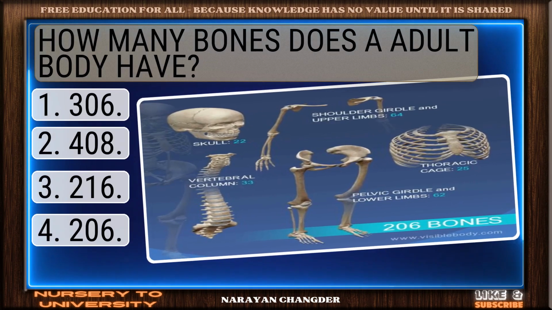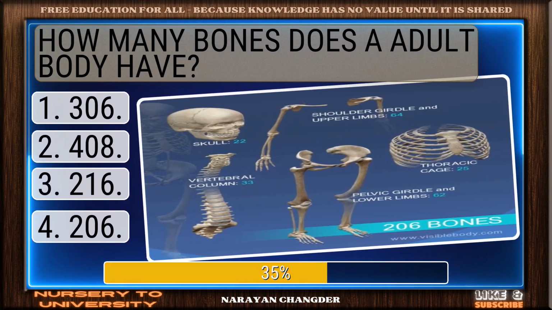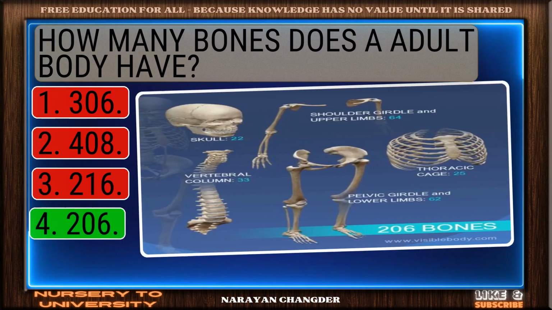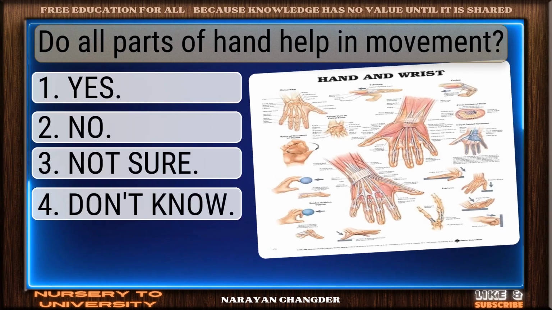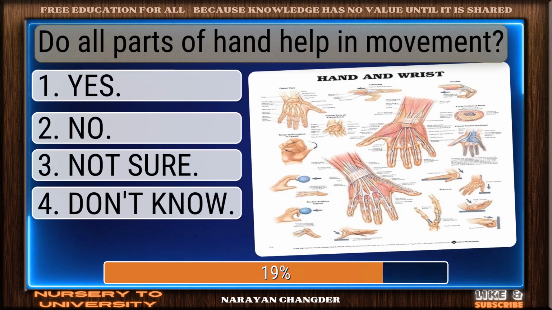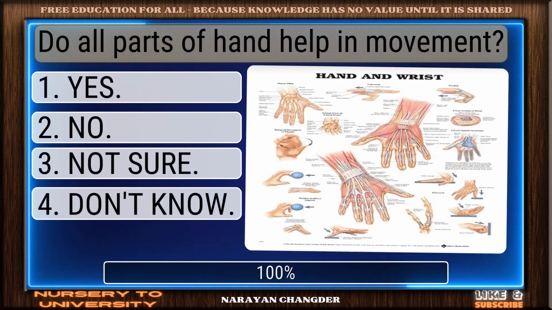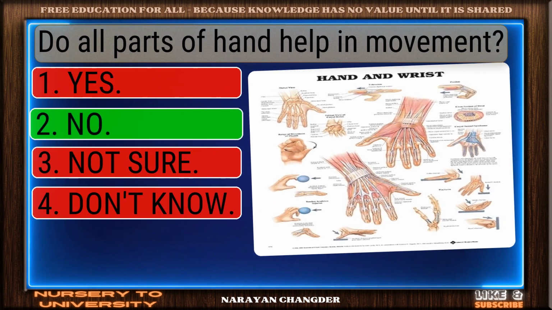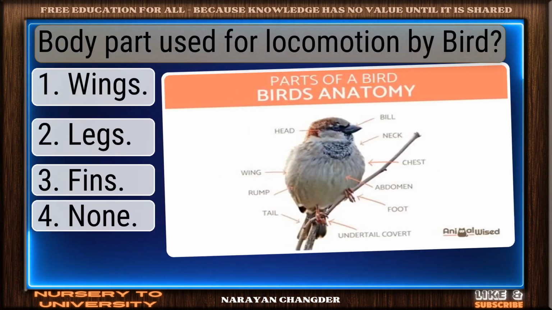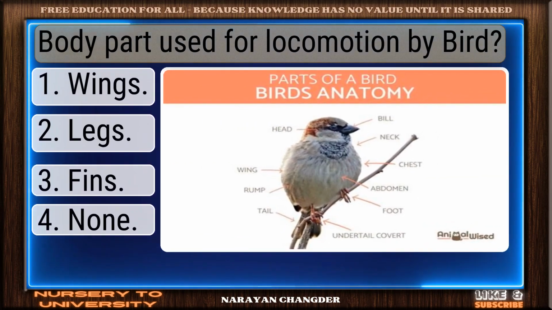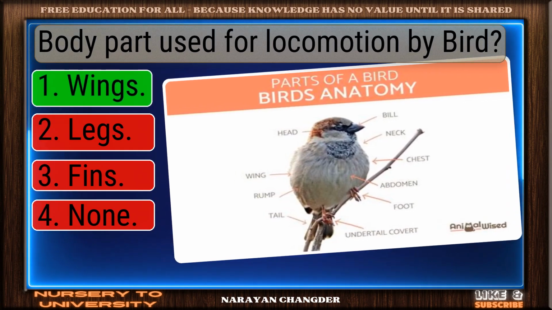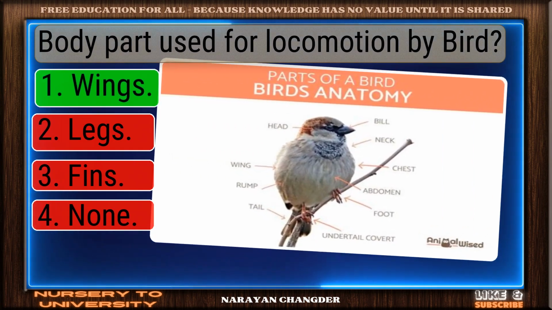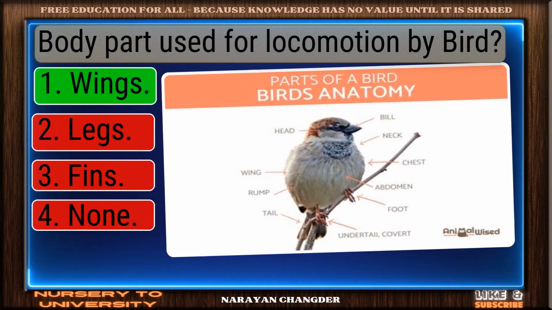How many bones does an adult body have? Smart move. 2 and 6 is an accurate answer. Do all parts of hand help in movement? Solid response. No is a valid choice. Body part used for locomotion by bird. Clear logic. Your choice wings is sound and 100% true.